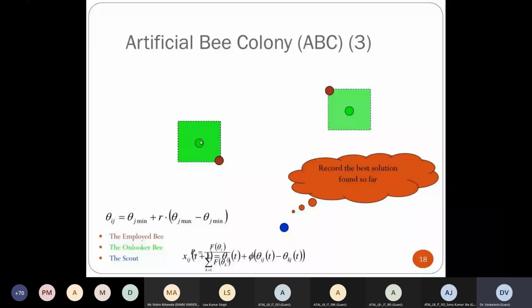The employed bee will shift to this value because it has a high fitness value. In a similar way here also, this Scout B, the blue colored one, will simply be randomly thrown into one of the search spaces. So the ultimate idea of this algorithm is that initially we need to capture the search space, meaning we need to initialize the solutions randomly all over the search space.